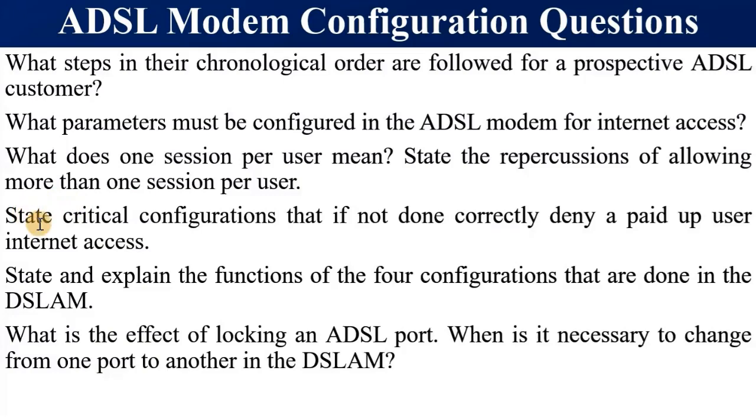Guys, state critical configurations that, if not done correctly, deny a paid-up user internet access. Another question: state and explain the functions of 4 configurations that are done in the DSLAM. Last but not least, what is the effect of locking an ADSL port? When is it necessary to change from one port to another in the DSLAM? These questions, guys, are important and you must know them.